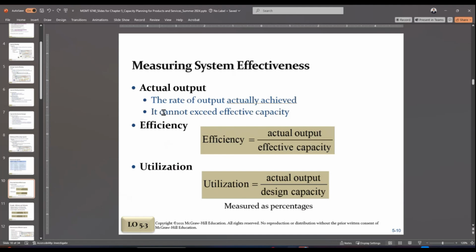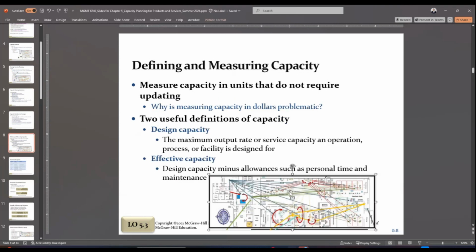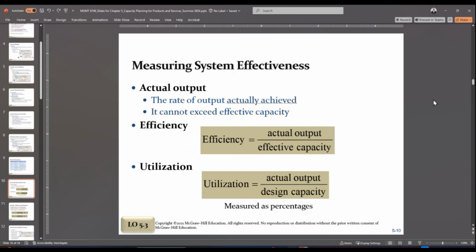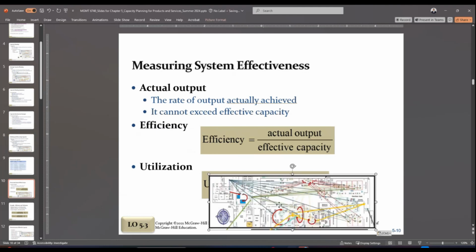and move forward. So another two important terms to keep in mind are efficiency and utilization. Efficiency is nothing but the actual output divided by the effective capacity. So if I go with this example, I'll just copy this over here and paste it over here so that I can refer to these formulae.